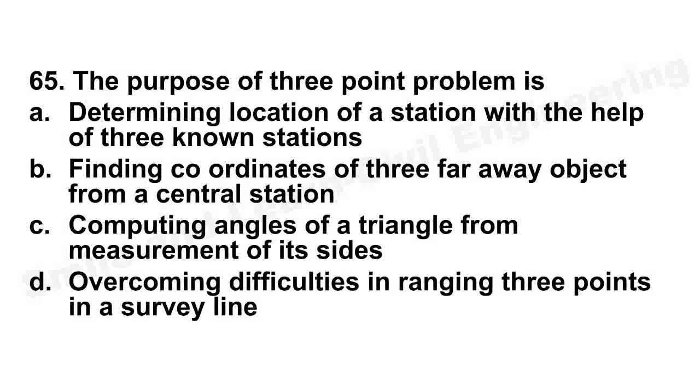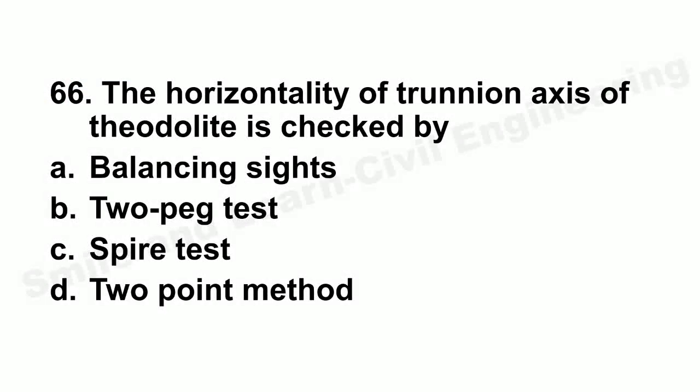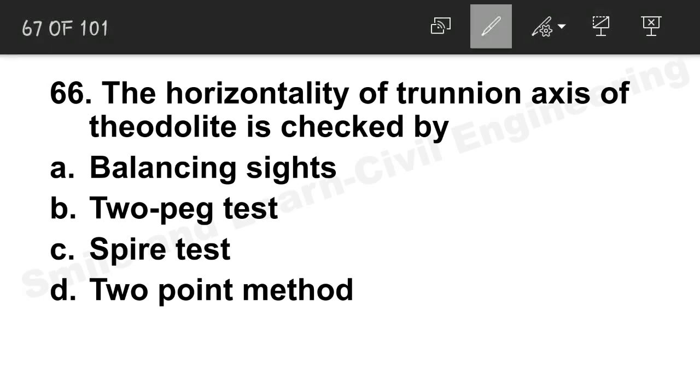Next question, the purpose of 3-point problem. What does the 3-point problem do? It determines the location of a station with the help of 3 known stations. Option A will be the correct answer. Next question, the horizontality of the trunnion axis of a theodolite is checked by. This is a very common question. Spire test will be the correct answer.